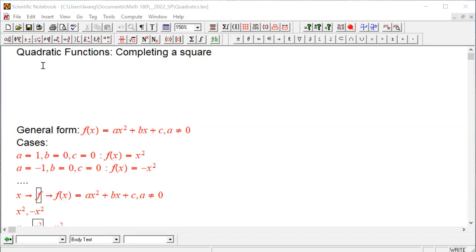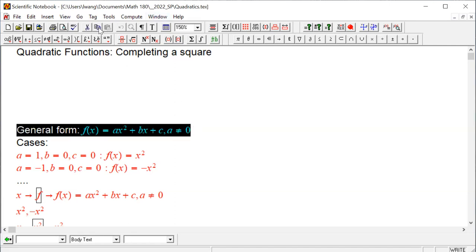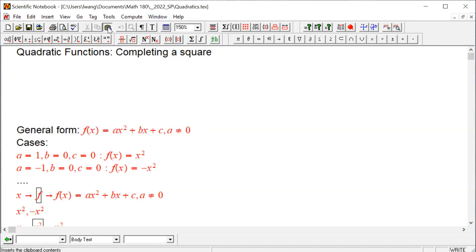Hello. In this lesson, we're going to continue the topics on quadratic functions. And this time, we're going to talk about a very important technique called completing the square of a quadratic function. We understand the general form of a quadratic function, which is this, right? This is the general form.